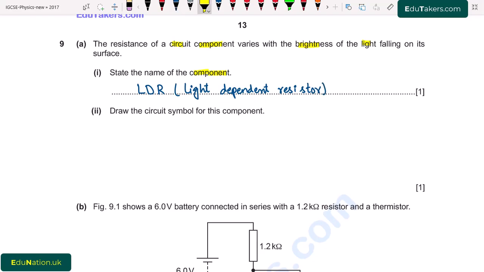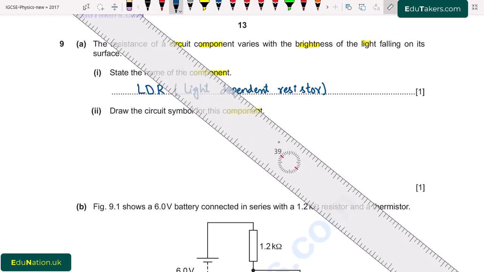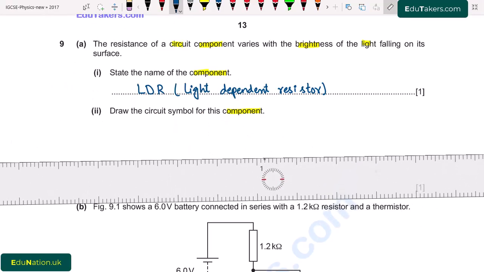Part 2. Draw the circuit symbol for this component. So here we have to draw the symbol of LDR. So using the scale, I draw it.